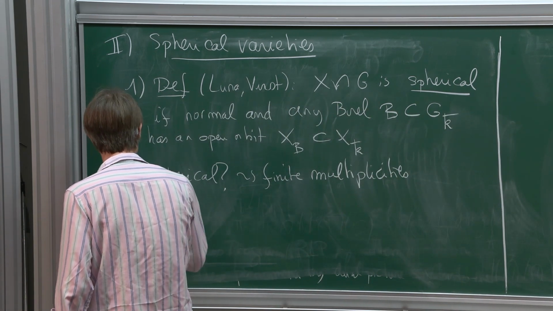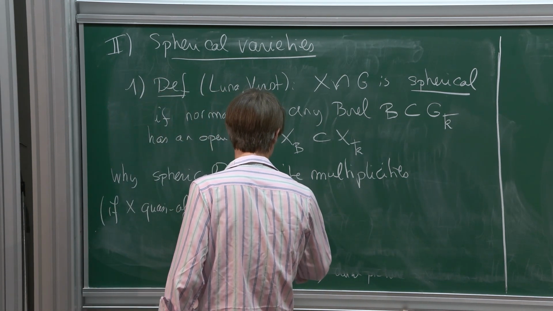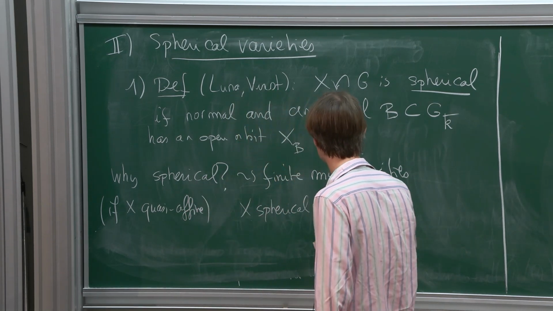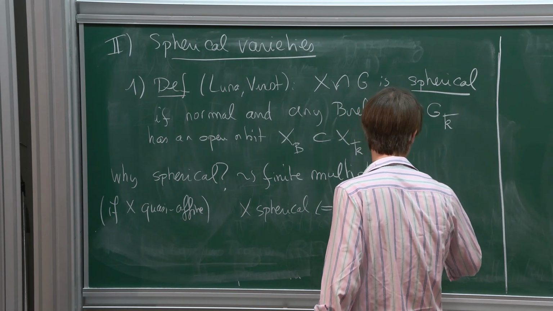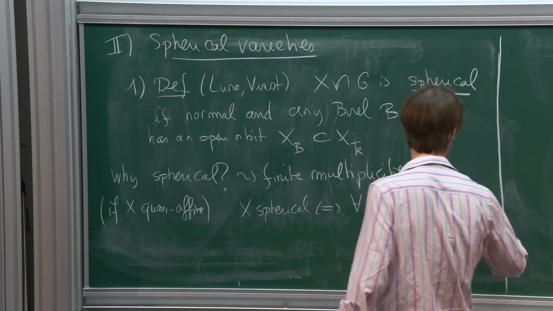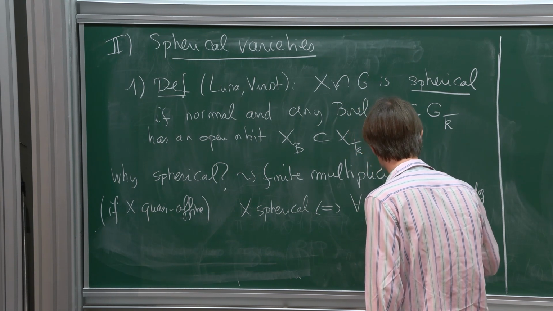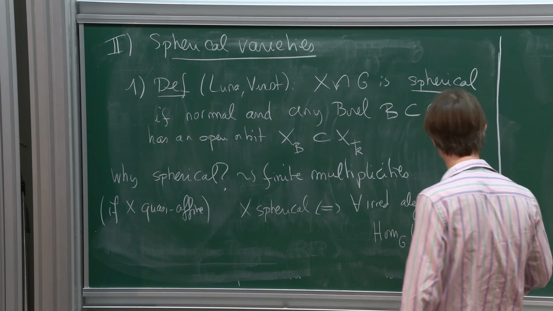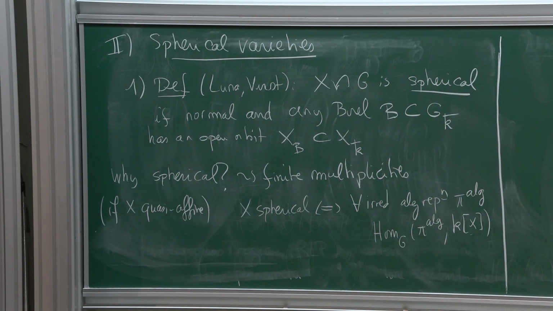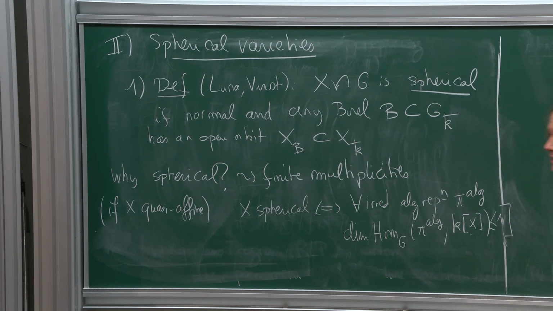So more precisely, provided X is quasi-affine, which actually I will assume in one moment, spherical, if X is normal, is equivalent to the fact that for all irreducible algebraic representations, so it's in the world of algebraic representations now, right? And you can look at the same question as before. Can you find an algebraic model, that is, can you embed this irreducible algebraic representation in the ring of regular functions of X? And this is always of dimension at most 1. So algebraically, somehow the spectrum is multiplicity free.